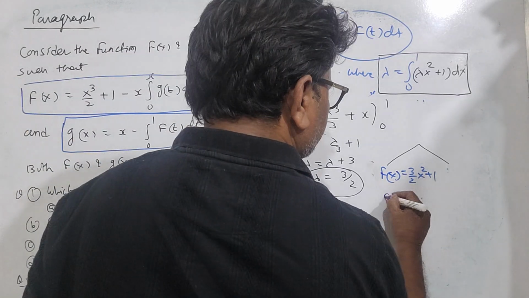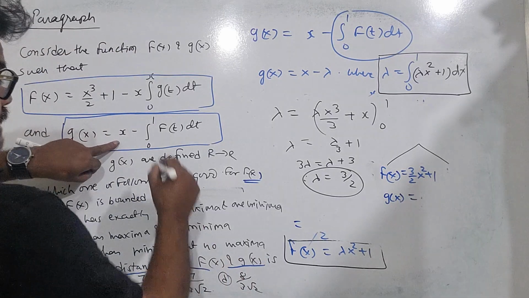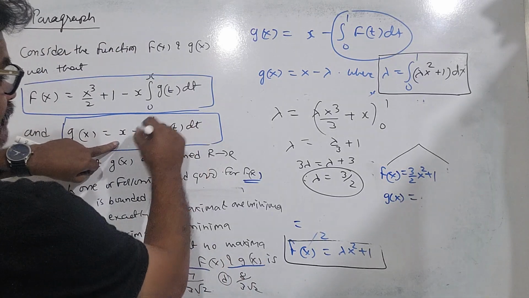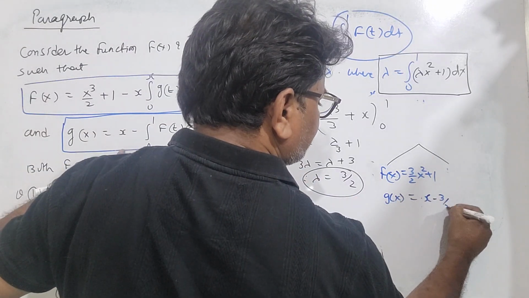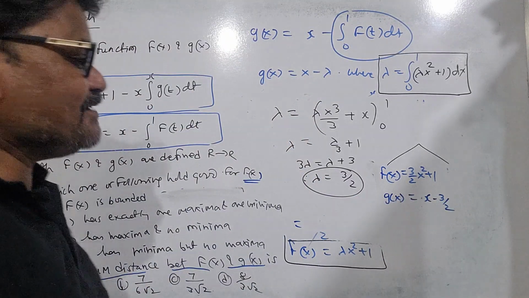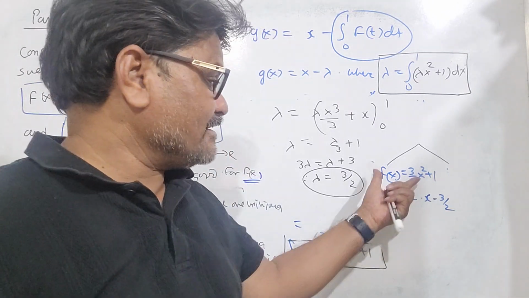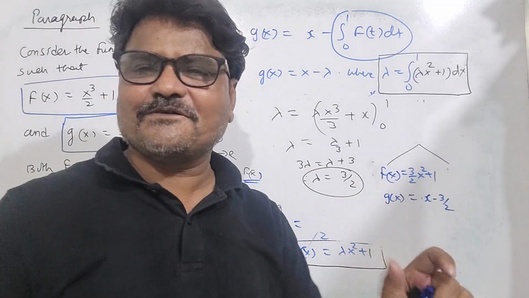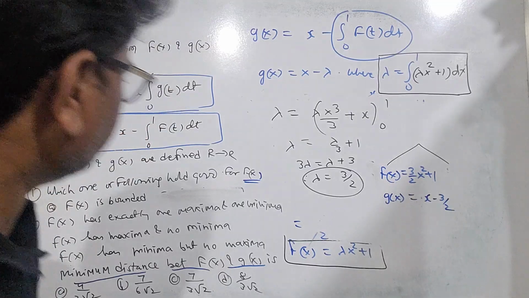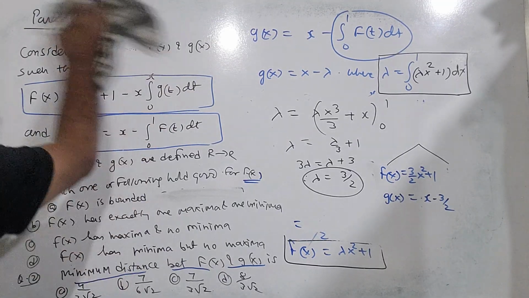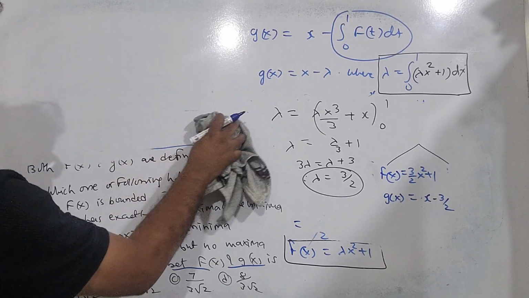What about g(x)? g(x) is x minus, this value is lambda. Lambda is coming to be 3 by 2, so this is x minus 3 by 2. So x minus 3 by 2 is a straight line. y is equal to x minus 3 by 2. f(x) is a quadratic function, g(x) is a straight line. Question is over now. There is nothing, you understand each and everything. The only thing is how to determine this f(x) and g(x).